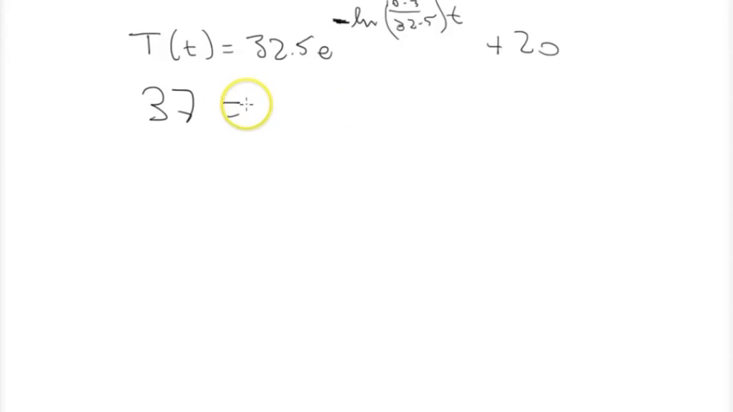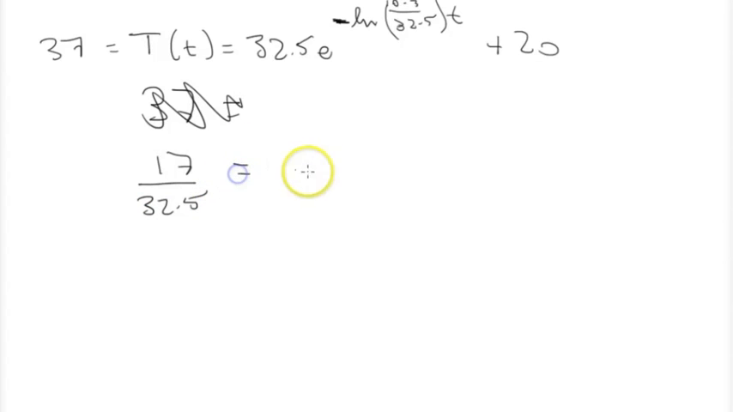So actually we can subtract 20 from 37 and we're going to get 17, and we can divide by 32.5 directly, 0.5, and that's going to be equal to e to the negative natural log of 10.3 over 32.5 times t. And remember, we can just make this negative t an exponent of that fraction, and then we'll get rid of the natural log.